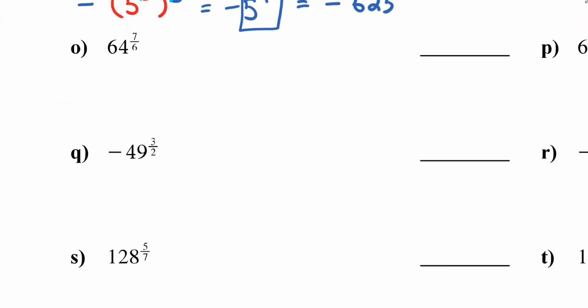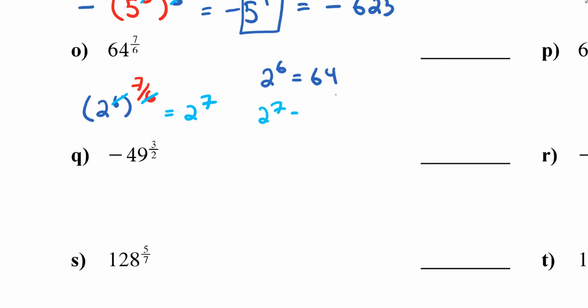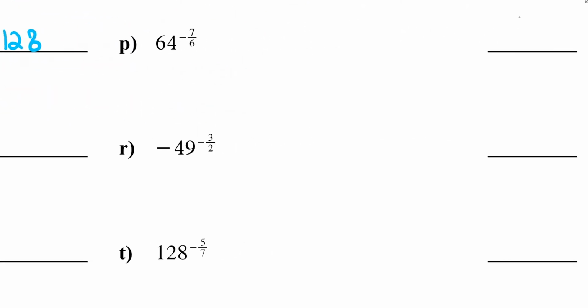Good. Okay, let's move on to letter O. I have a 6 there, and then I need a base of 64 there. So that's going to be 2 to the power of 6. 2 to the power 6 is going to be 64. So instead of writing 64, I can write 2 to the power 6. And then the 7 over 6 tags along, and then the 6's cancel off, and you get 2 to the power 7. So if I know that 2 to the power 6 is 64, then 2 to the power 7 is taking 64 and times-ing by 2, which is going to be 128. So this answer is going to be 128. And I guess this answer will be 1 over 128.